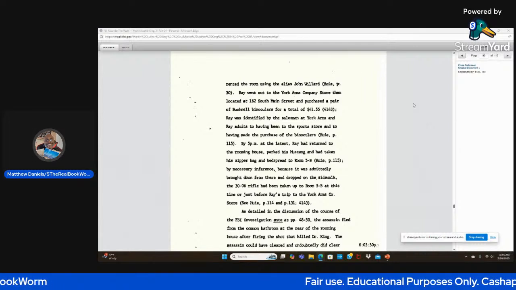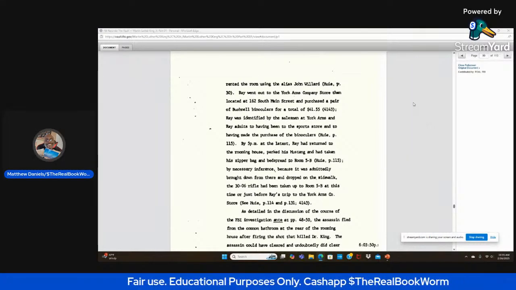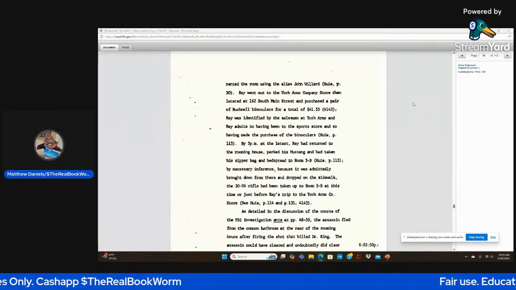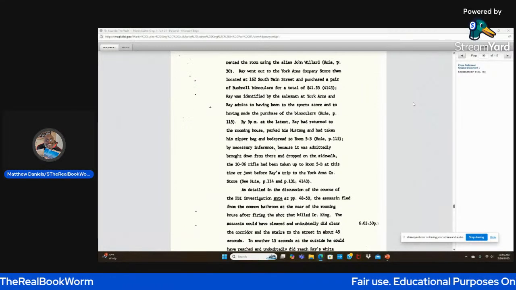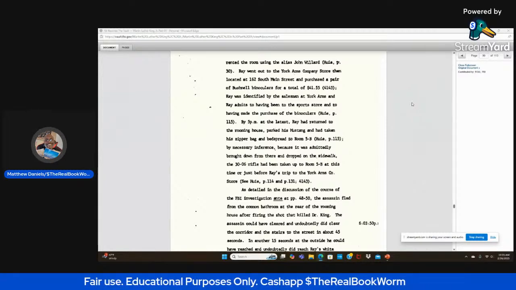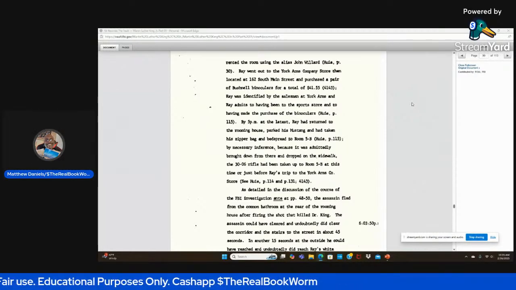Ray went out to the York Arms Company store, then located at 162 South Main Street, and purchased a pair of Bushnell binoculars for a total of $41.55. Ray was identified by the salesman at York Arms, and Ray admits to having been to the sports store to having made the purchase of the binoculars.